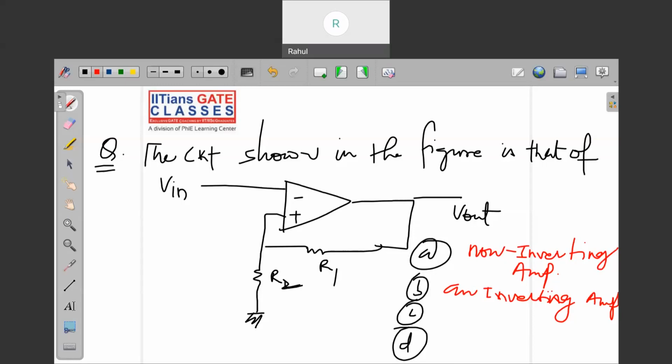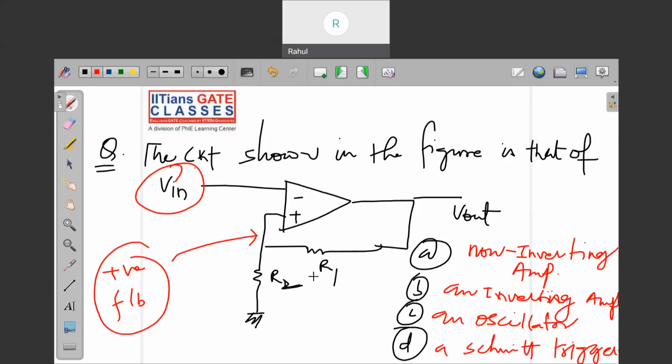Have the negative feedback. Okay, but here you can see there is a minus and a plus. If you try to determine what kind of feedback it has, it will be having positive feedback, right? And don't think that because we are connecting the output to the positive terminal, that's why there is positive feedback. No. Remember, this op-amp will not be functioning like the non-inverting amplifier or inverting amplifier.